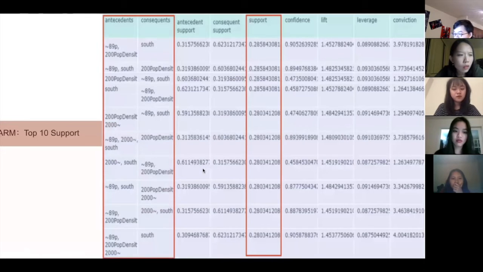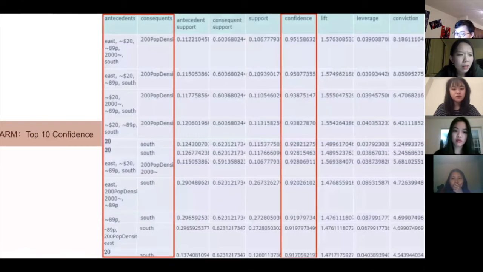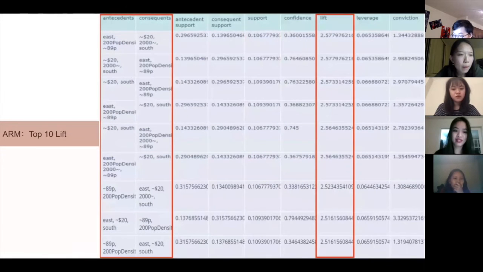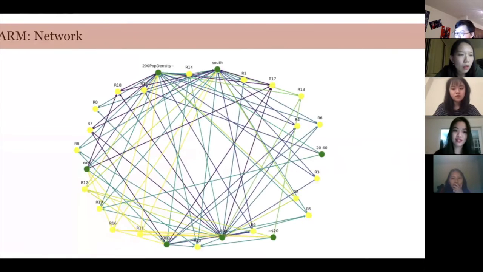Top 10 support, we will talk about the tables later. Top 10 confidence, and top 10 lift. The network includes data of top 10 support and top 10 confidence. Note that the green nodes are factors in the dataset and the yellow nodes are selected combinations.